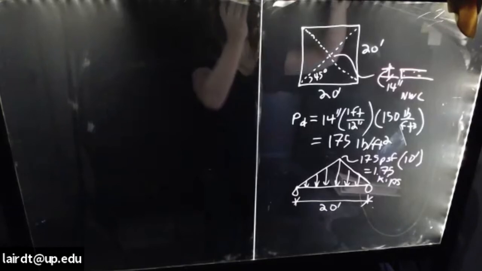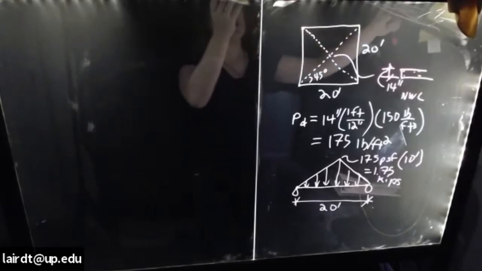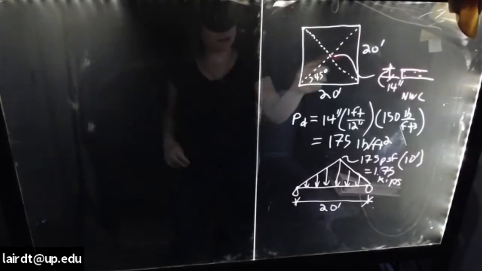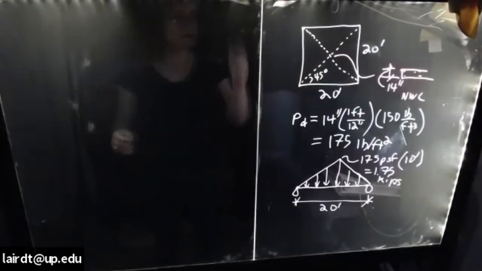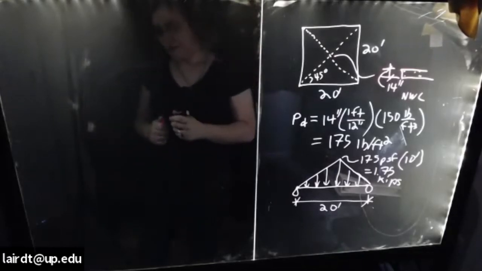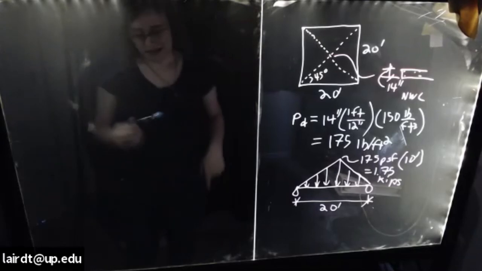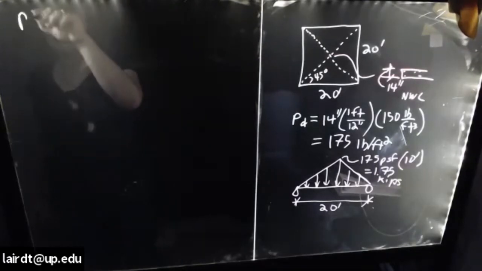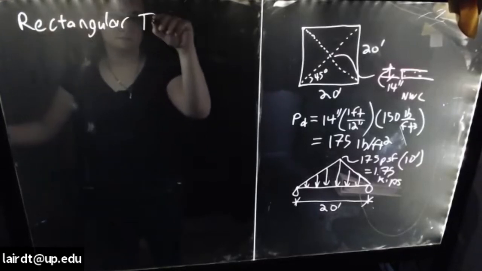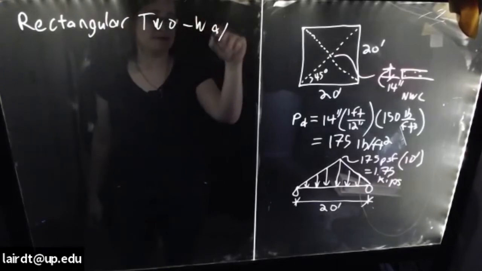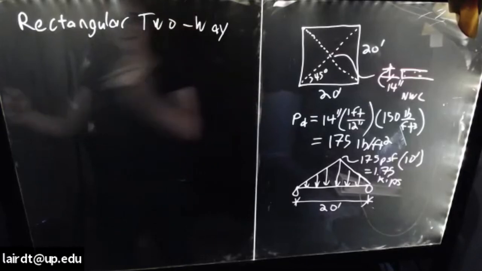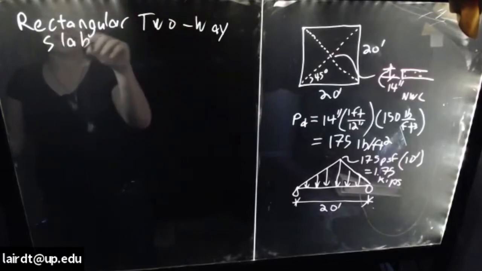Now let us consider the two-way slab again. But what if you don't have a perfectly square two-way slab? It was nice and simple with the two-way slab here because we had a perfectly square slab, so we just divided everything up into simple 45-degree triangles and everything worked out fine. What about two-way slabs, rectangular two-way slabs? Now, if I wanted to be a real pedant, I could say, but squares are rectangles. We're talking about rectangles that are not squares. Rectangular two-way slabs.